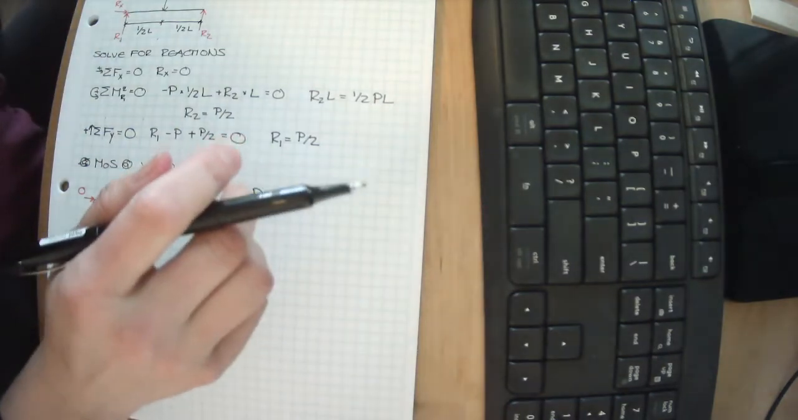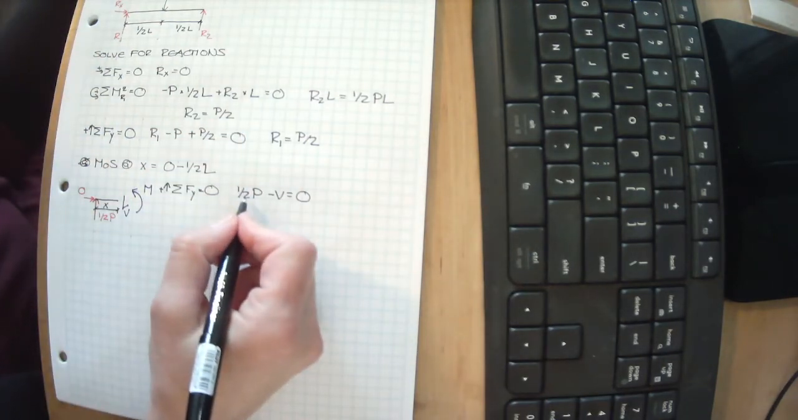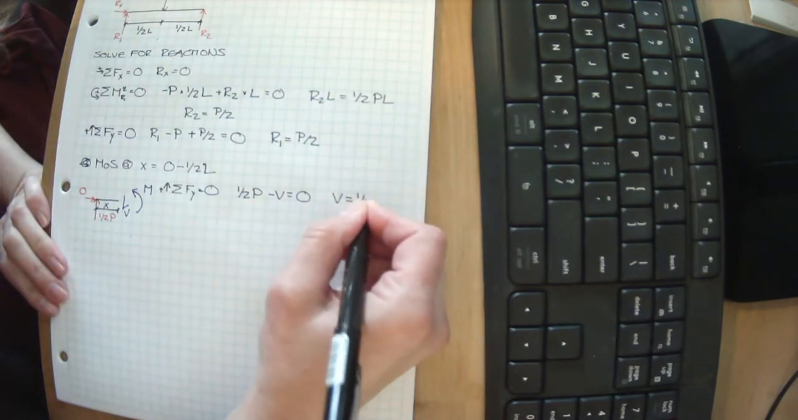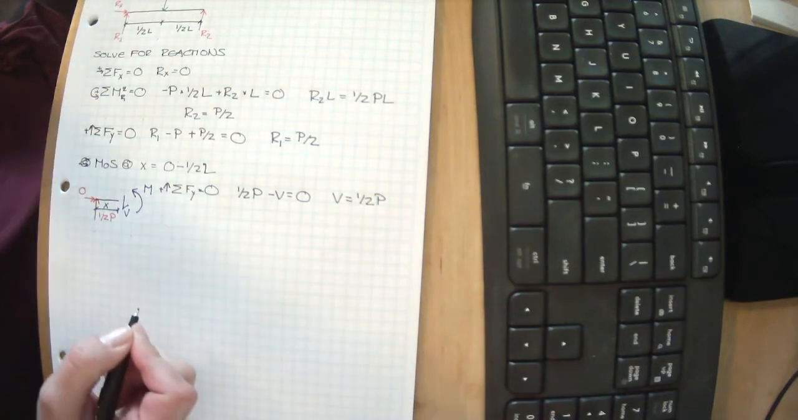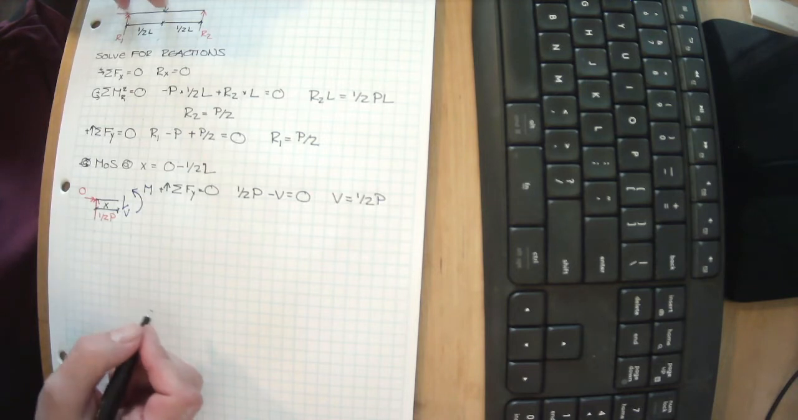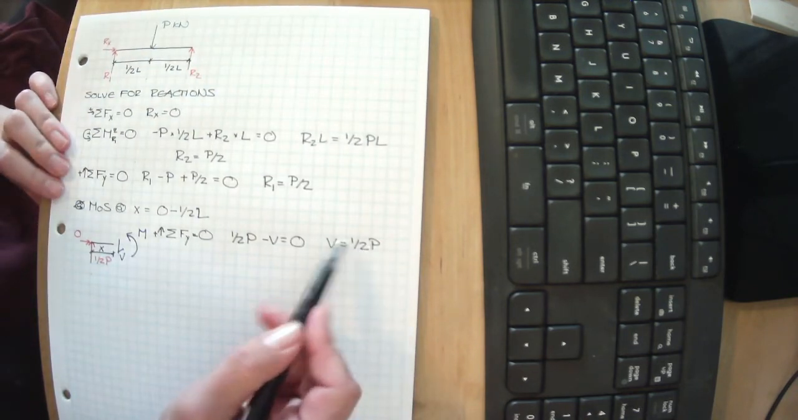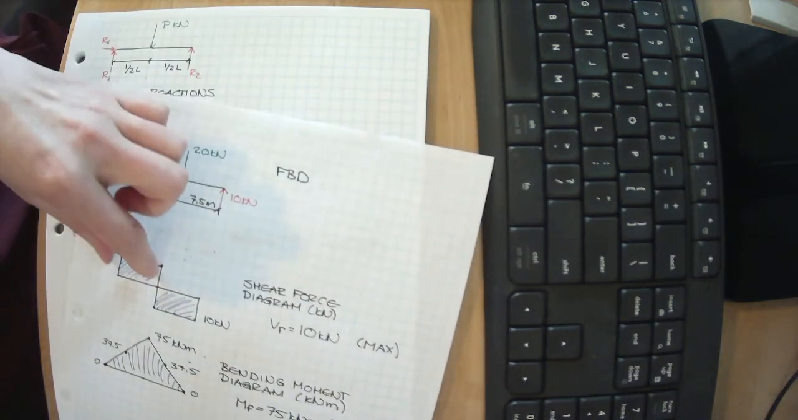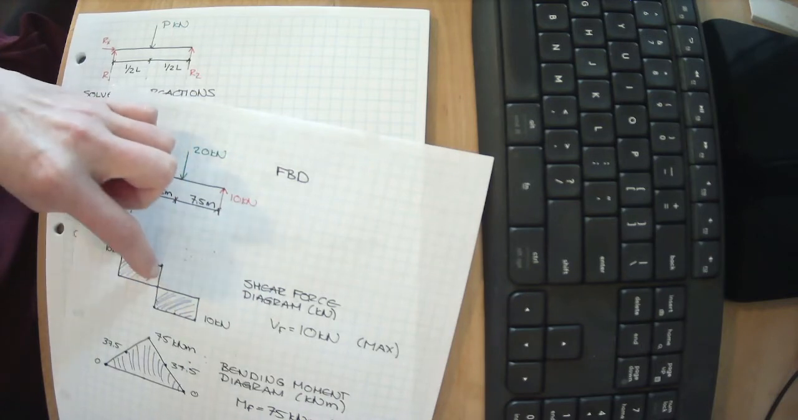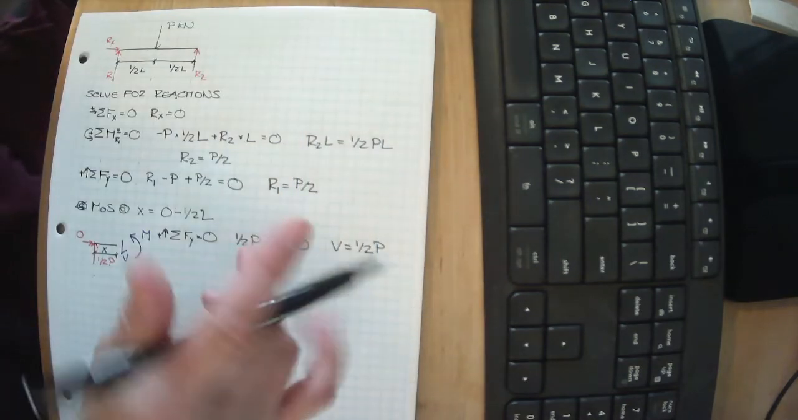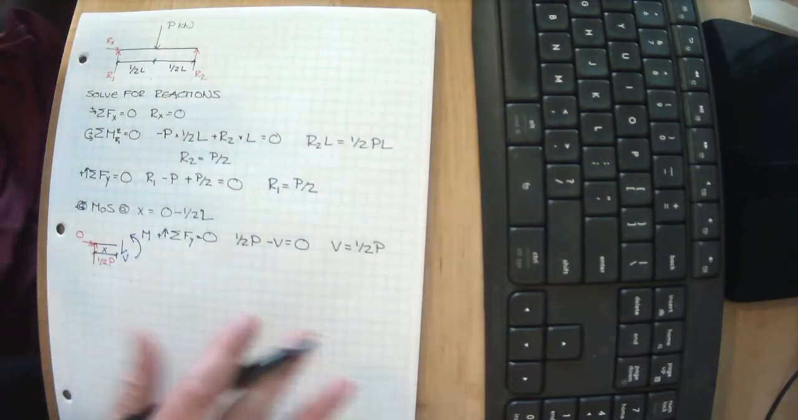Okay. So we've got 1/2 P minus V. We rearrange this, and V equals 1/2 P. So anywhere along this length right here, this half of the beam, V equals 1/2 of P. Well, that seems to match exactly what we calculated when we had numbers. On this half of the beam, anywhere from here to here, our shear was 1/2 of our applied load. Okay, this is cool. This seems like a much quicker way to be doing things.